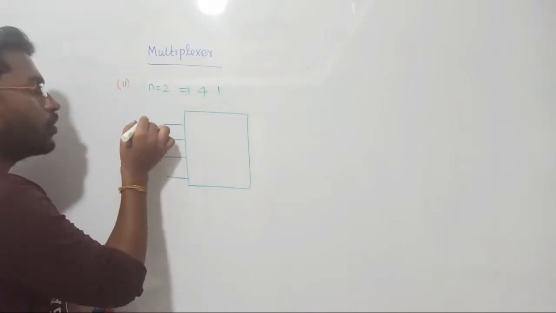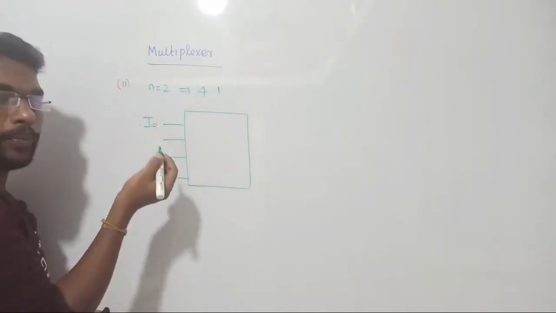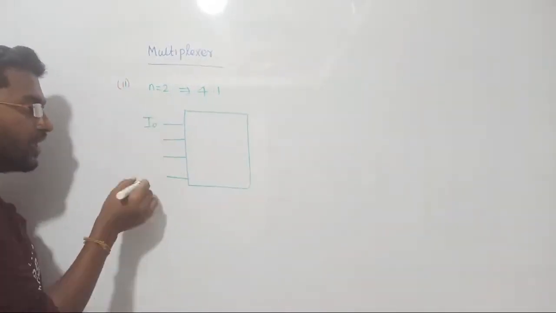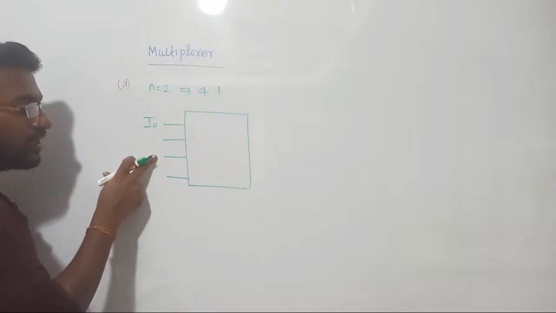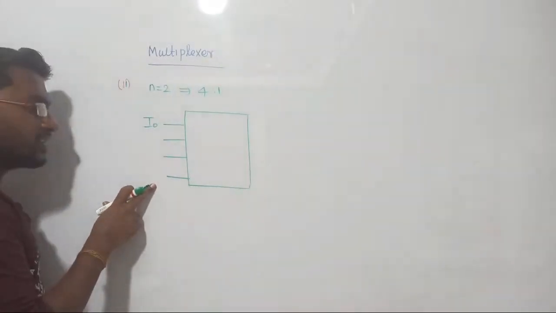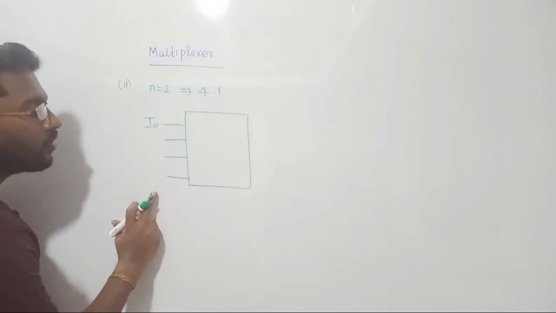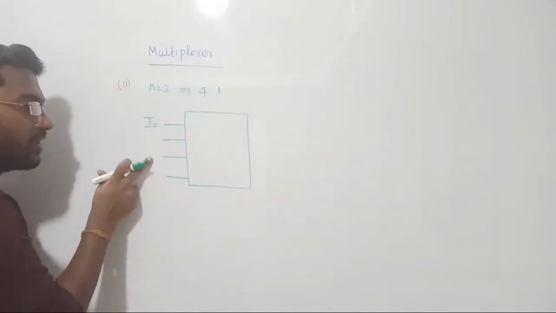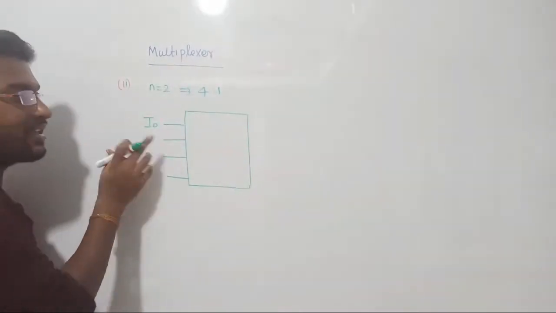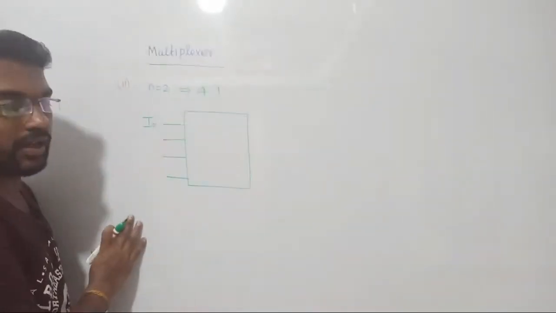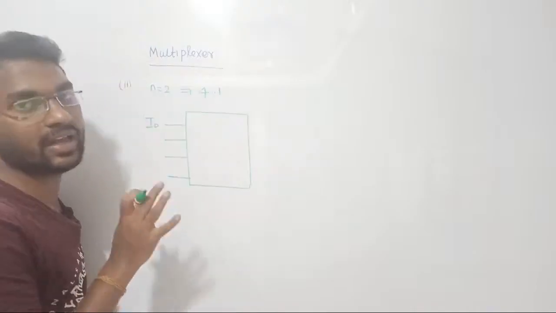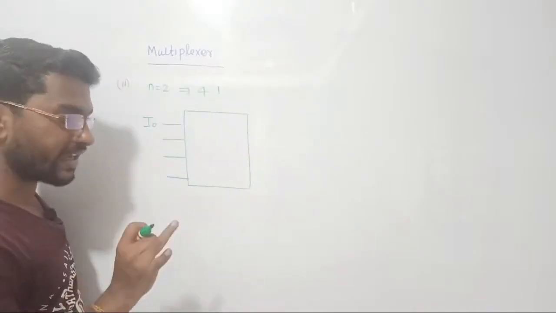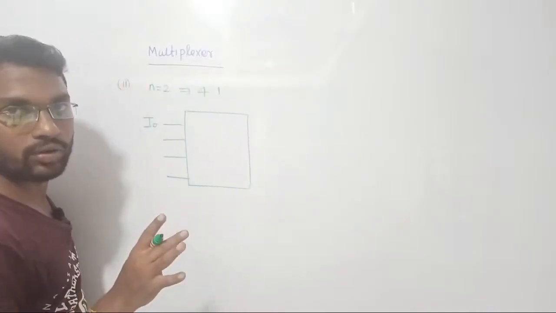Now here you have to understand one thing. Some people will try to draw the input lines as I0 first and then I1, then I2 and then I3. In some cases in your examinations they will go in the upward direction, first I0 and then I1, then I2 and then I3. It does not matter how your lines are arranged here. You will always go in ascending order. I0 is first, I1 is second, I2 is third, I3 is fourth. That is the order, right?